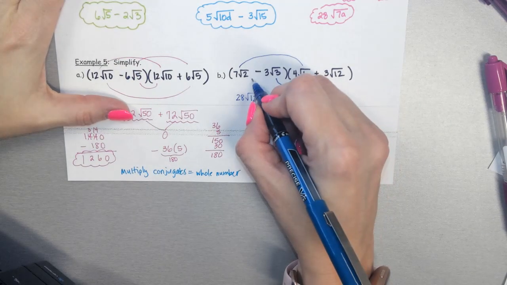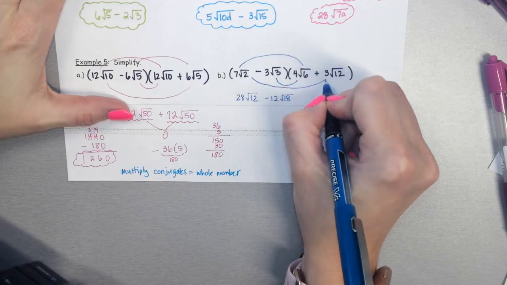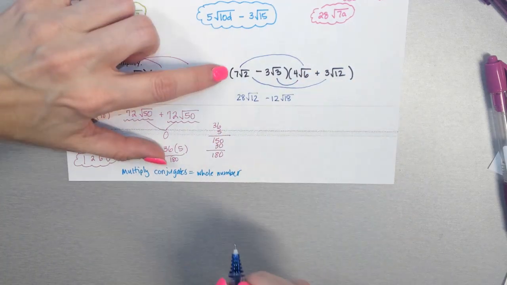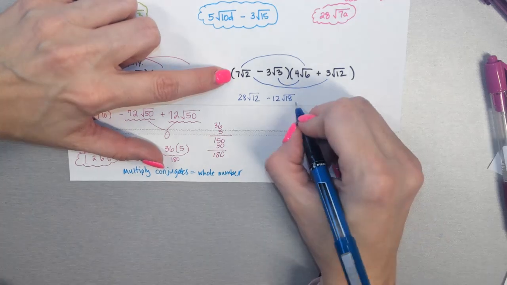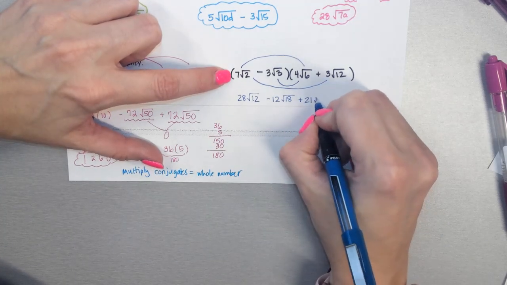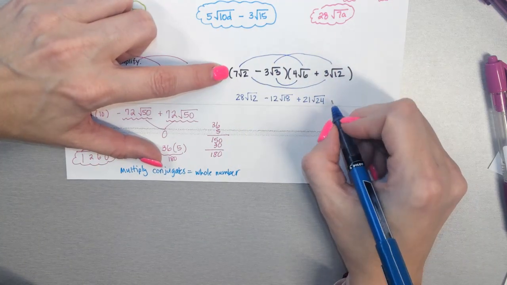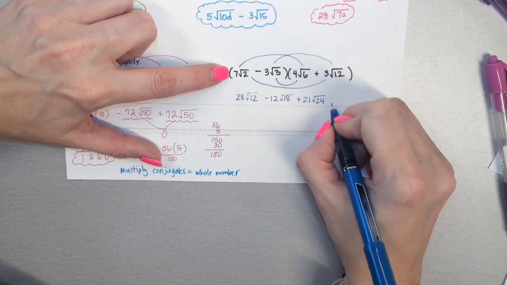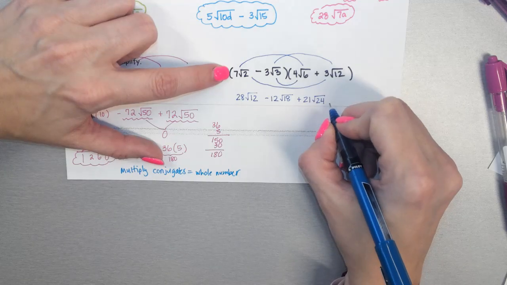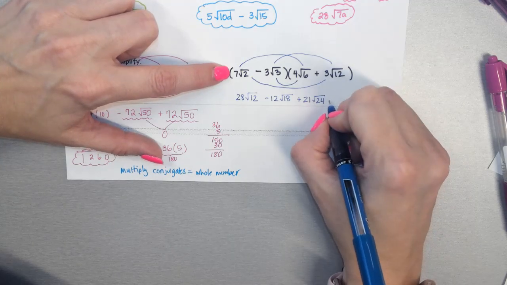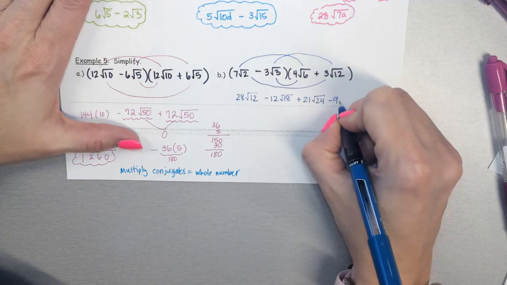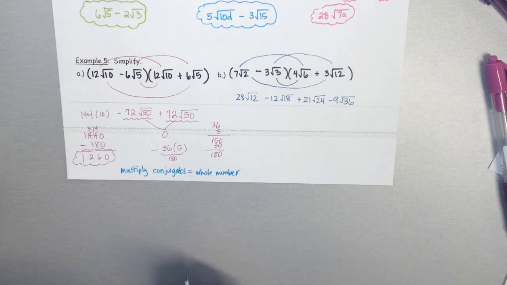Okay, and then Abigail, what'd you get when you did 7 root 2 times 3 root 12? 21 root 20. Great. All right, and then Ian, what'd you get for the last one? Okay, whenever you got it, you can give it to me. Negative 9. Mm-hmm. 36. Great. Okay, nice work, you guys.